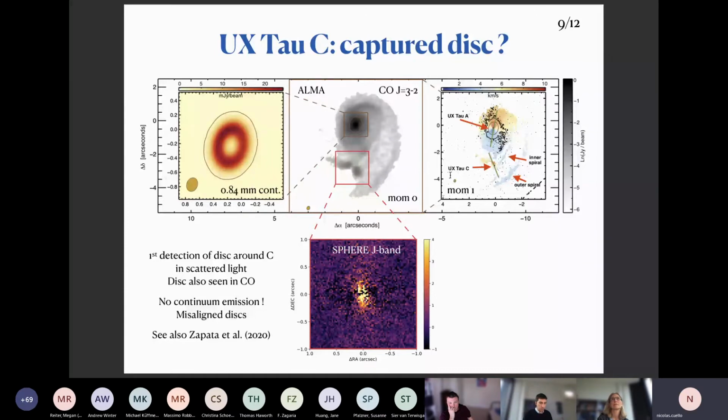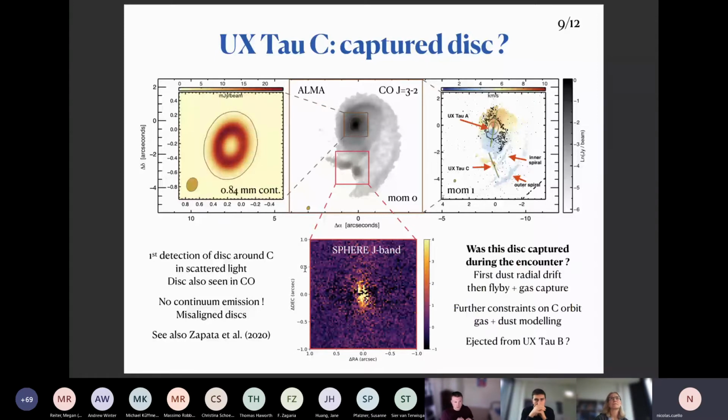And these 2 disks are misaligned with each other. So this is a very interesting fact, because it also suggests that this encounter happened in a non-coplanar fashion. So we have this idea that perhaps the disk was captured during the encounter. For that to happen, you need to have a phase of radial drift at the very beginning. Then you make the flyby, and C captures the outer parts of the disk, which are mainly micron-sized dust or gas. And that's why perhaps we see this only in the gas or in the scattered light. So in order to validate this, we need further simulations with gas and dust modeling, but it seems promising.